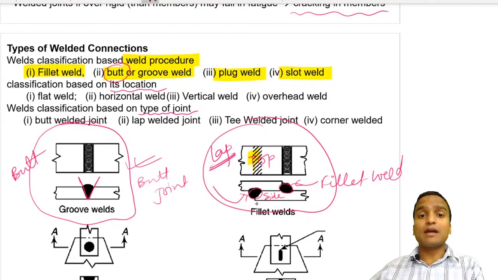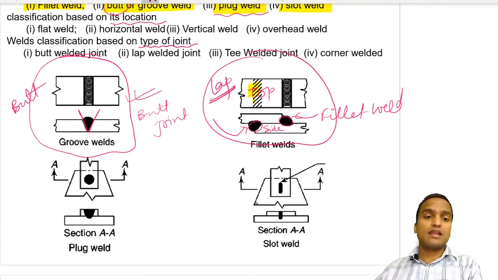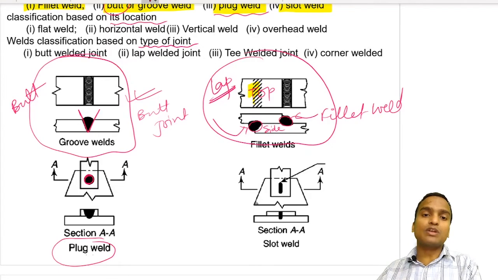Next is the plug weld. Now in a plug weld, we make a small hole. Like you are seeing, this is a plug weld, and in this we make a hole on one of the plates. Like here we have made a circular hole, and we put that metal piece on a gusset plate or anywhere where we have to connect, and we just weld it in the plug. So we make a plug hole and there we weld. So this is a circular hole.